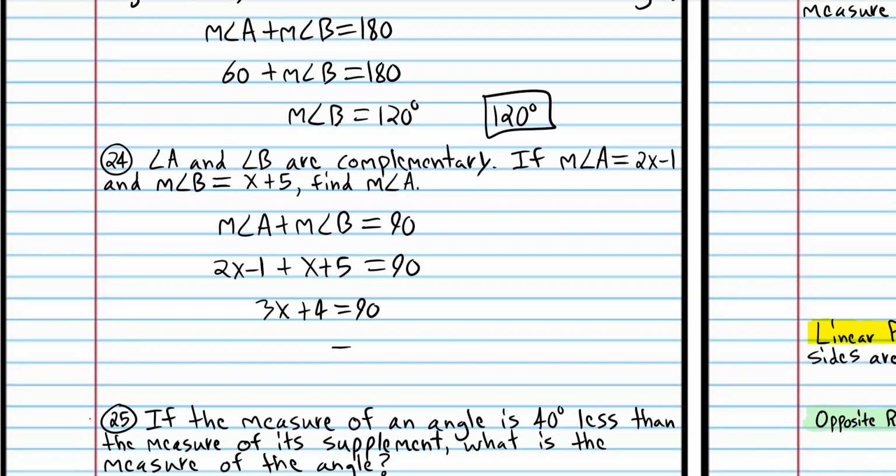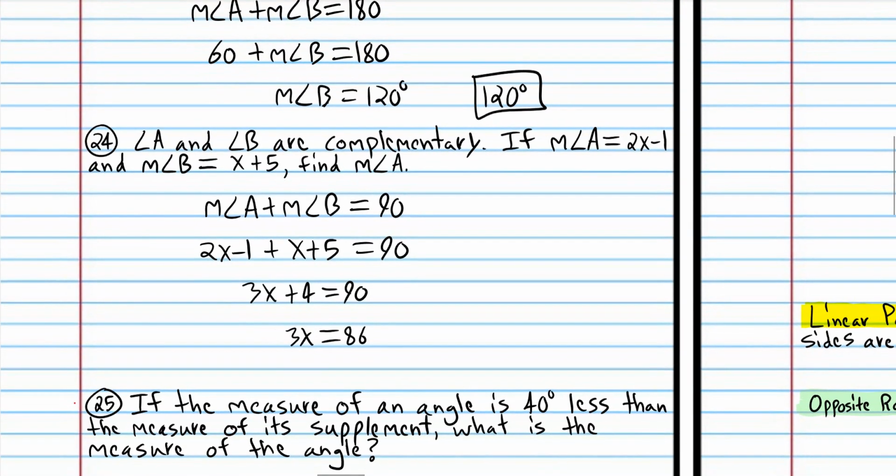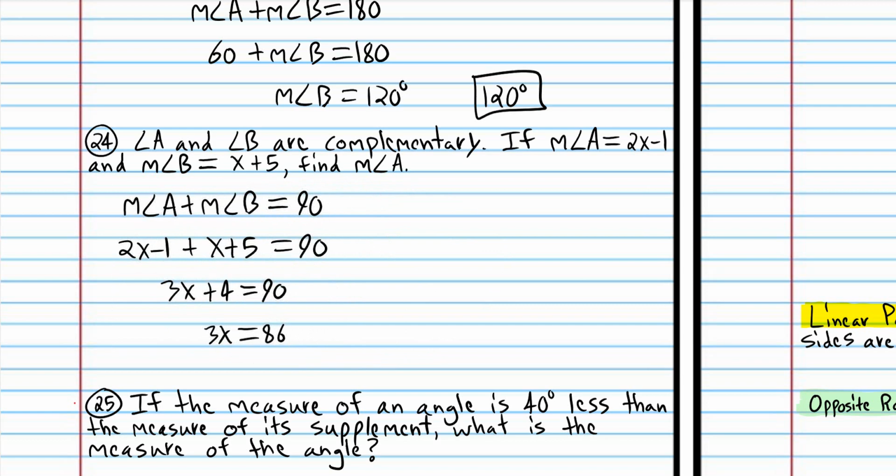Subtract 4 from both sides, and we get 3x is equal to 86. And divide both sides by 3, and this is step one of the problem. So we get x is equal to 28.6 repeating. So now we move on to step two of the problem.